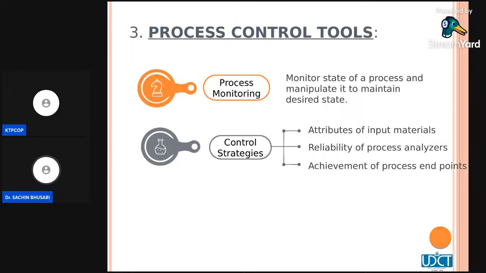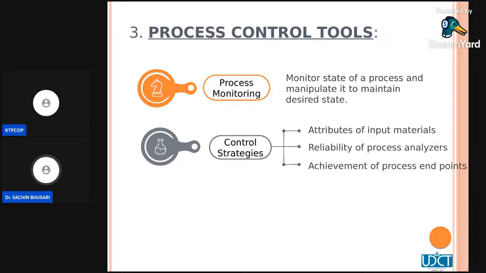Now see the process control tools. In process control tools, the third tool of the PAT is process monitoring. Monitor the state of the process and manipulate it to maintain the desired state. So we do have some process monitoring tools, software based tools, which will indicate to you, yes, pH is not correct, modify the pH. Yes, temperature is not achieved, just raise the temperature by using heaters. So these kinds of process monitoring tools are there, and those tools will help you to get the optimized values. Okay, clearly understood? Now the control strategies.